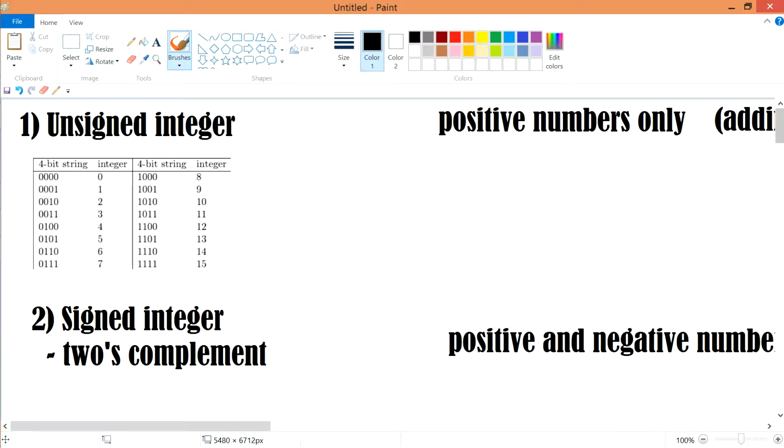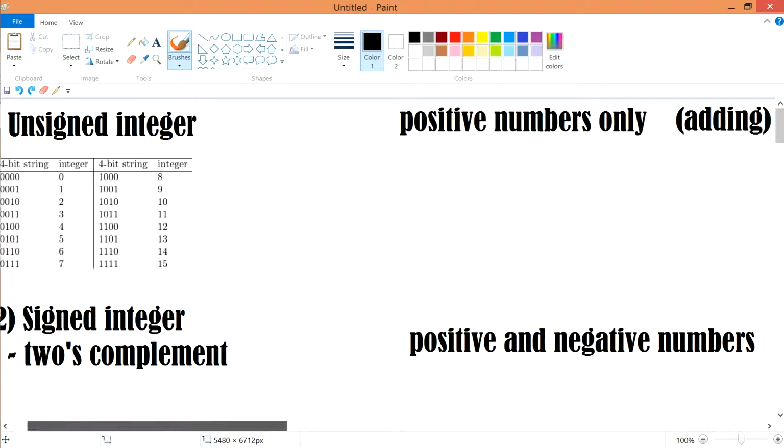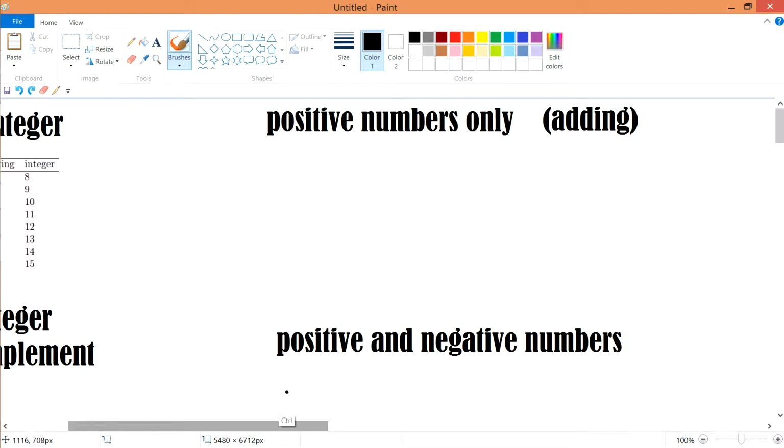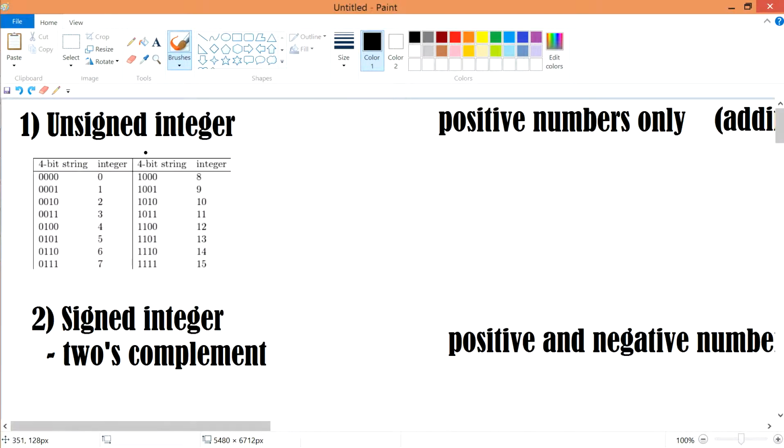Okay, so in the previous video we talked about the unsigned integer, where we only talk about pure positive numbers, and we only talk about adding, we didn't talk about subtracting. Alright, so for the unsigned integer, you have 16 possible values from 0 to 15. Over here there are 8 possible values, over here 8 possible values. You just count, I'll not count for you. But overall 0 to 15 is 16 possible numbers.